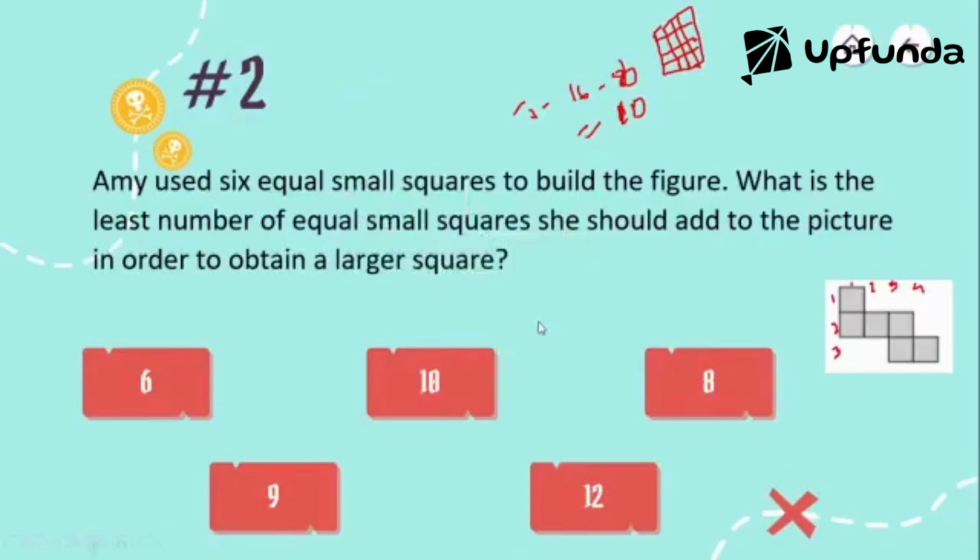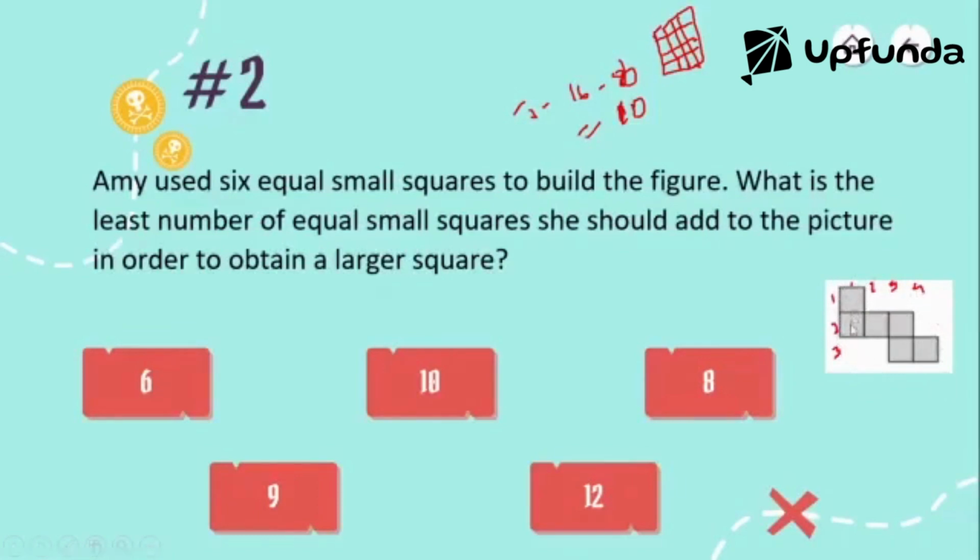Can we check the answer? Once again I will explain the question and answer. Amy used 6 small squares to build the big figure. That is, she used 6 small squares to build a big square. So we must calculate how many rows and how many columns. There are 3 rows and 4 columns here, but a square is equal on all sides. So Amy should want to build a big square using 4 cross 4.